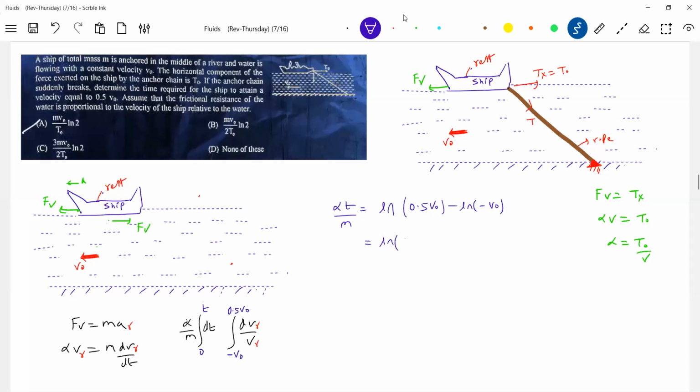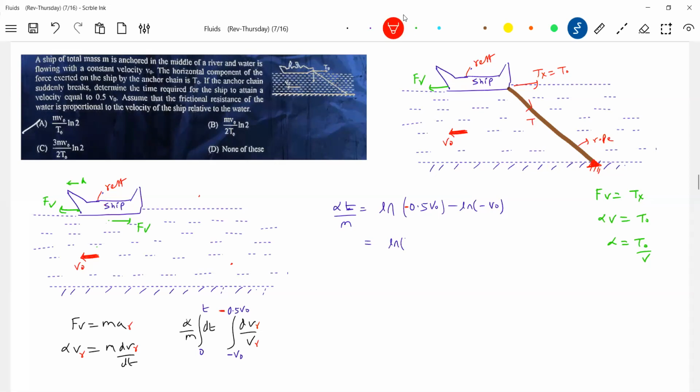Why did you write minus V naught? It is the velocity of the ship with respect to the river. Initially the ship is attached at the moment I cut the rope. Finally it will be minus 0.5 V naught. The ship will always be slower than the water. The final velocity should be negative. Both should be negative. Yes, sir.